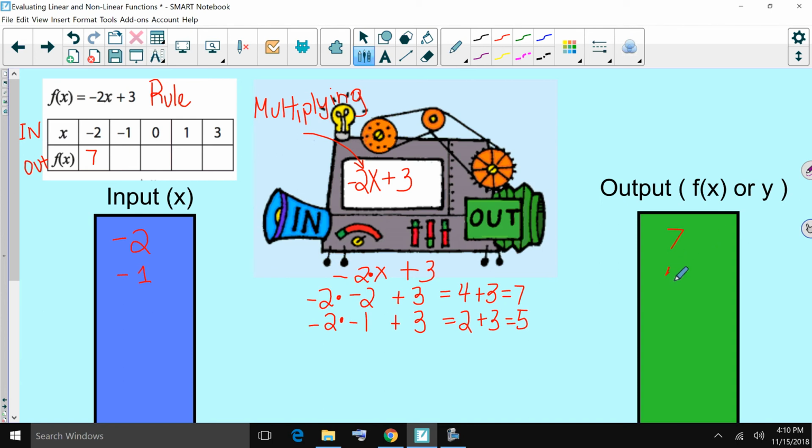So when I enter a -1, the machine is going to give me a 5. The function is going to give me a 5. Okay, so that's what I'm going to write right here. And then I'm going to do the 0.